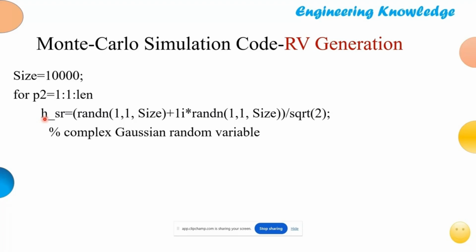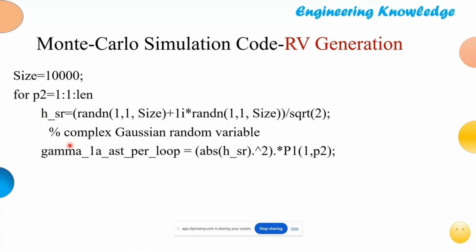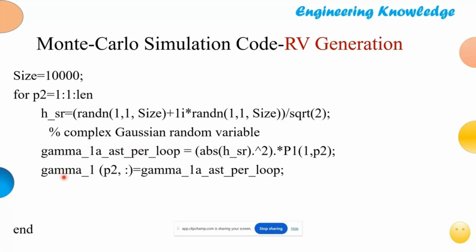We require it to be mod h square. So for that, in one loop I will take absolute of h_SR, squared. This is mod h1 square, and I am multiplying this with every average SNR value. So I'm taking a loop of P2 from 1 to len, how many P1 values there are, and I am storing that for each loop into a variable named gamma_1. This generates my gamma_1, which is the Rayleigh random variables. Now these variables, I will show in the workspace, have dimensions that match our Monte Carlo simulations.